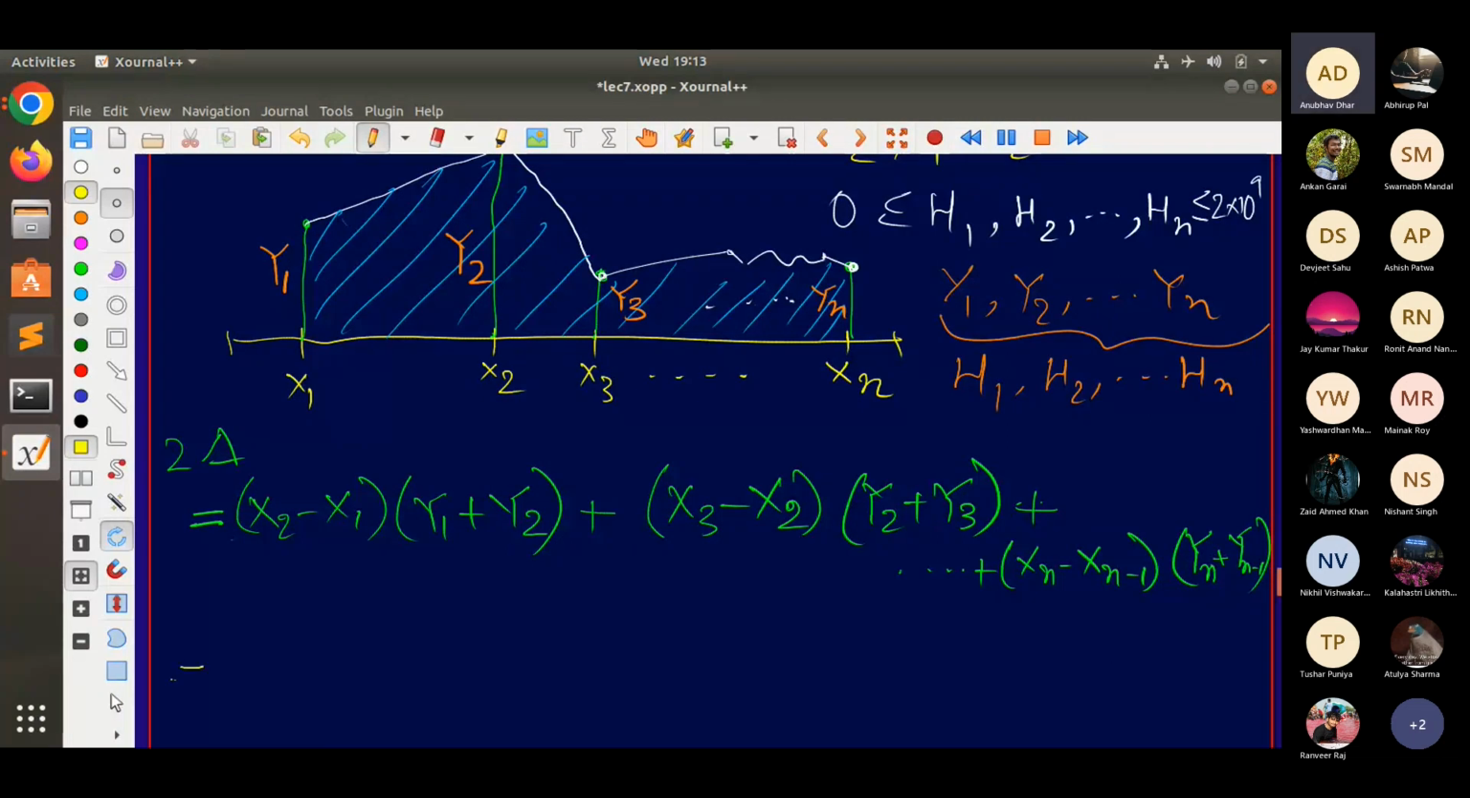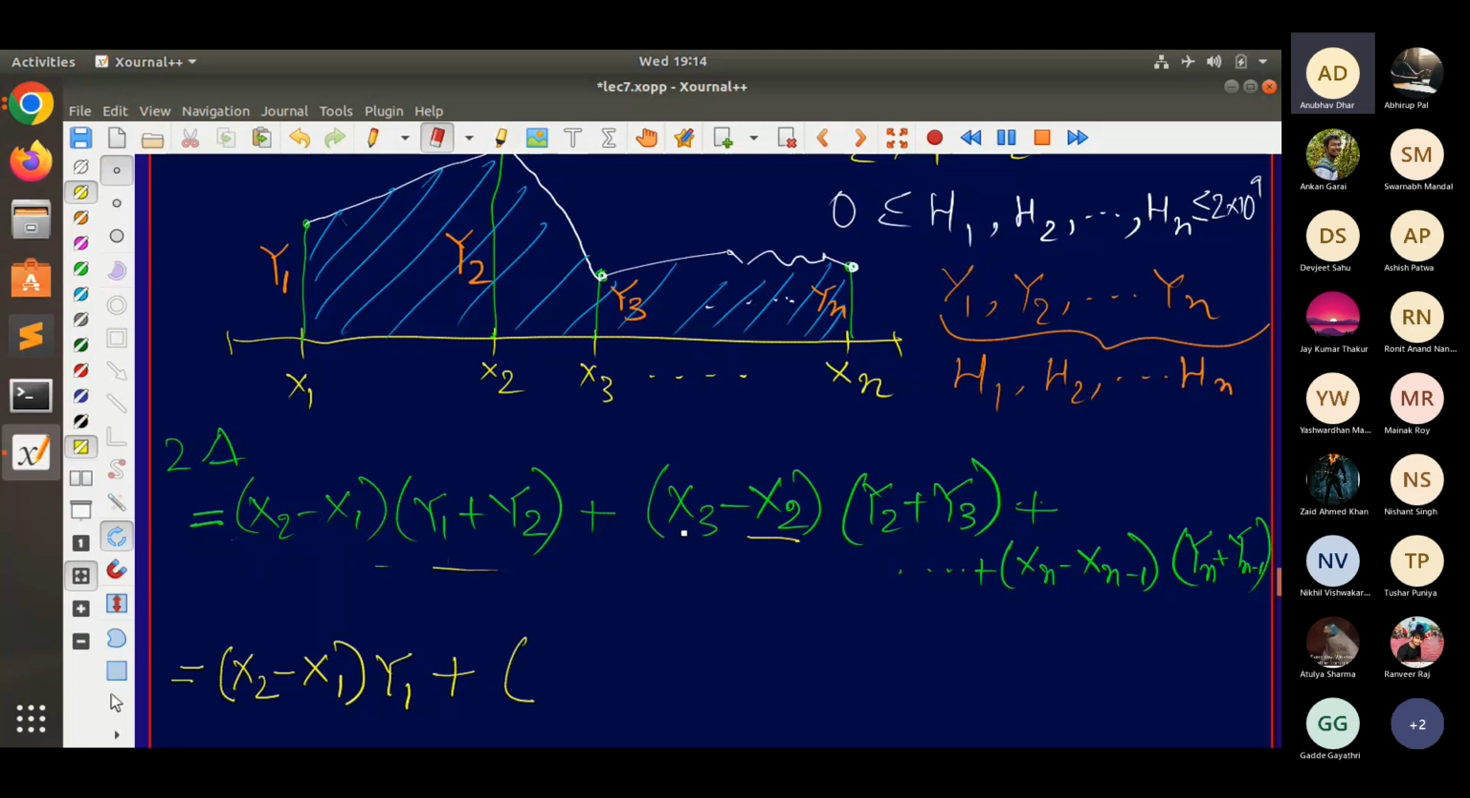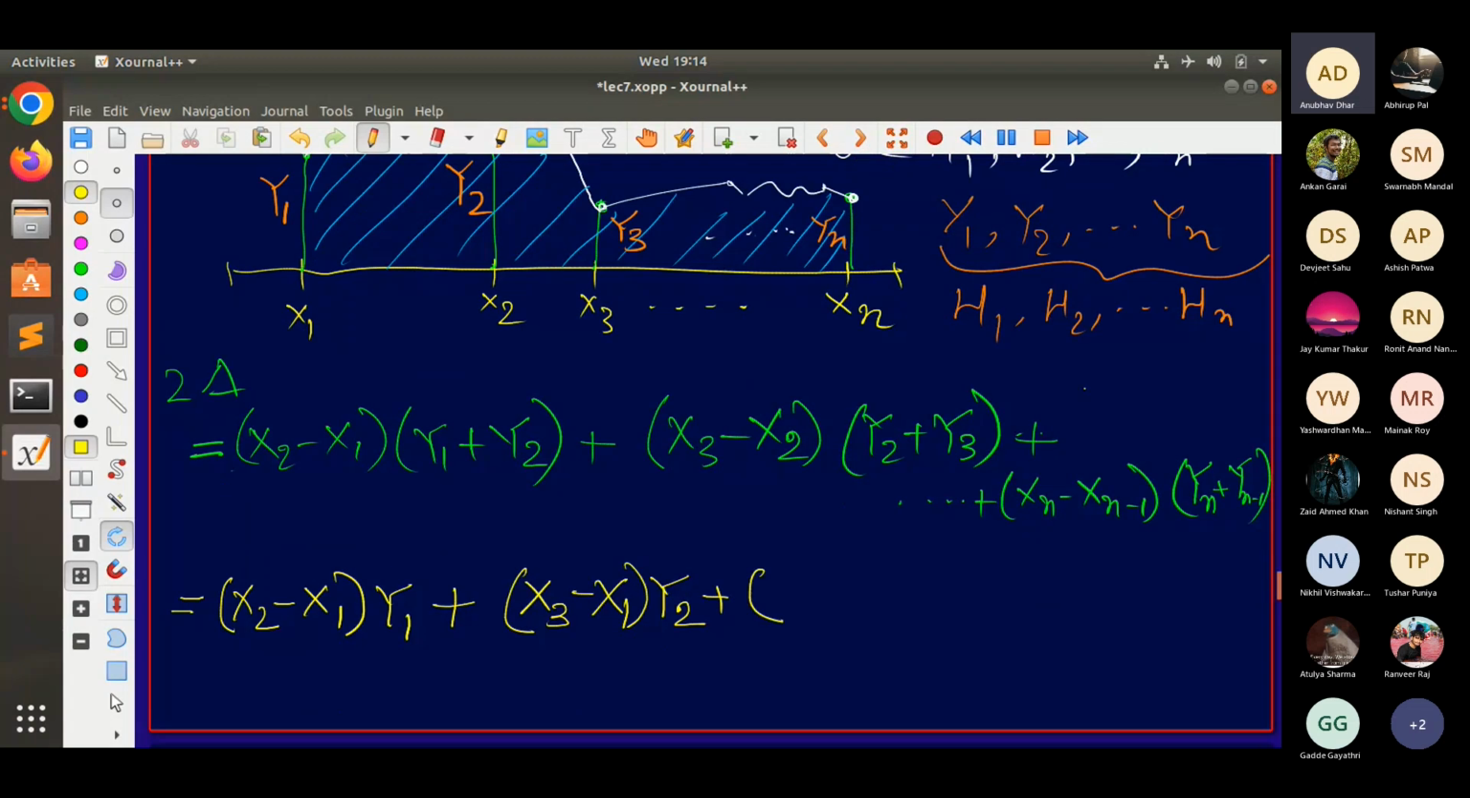Okay. So what can you write regarding this? So you can actually break this out. If you take y1 separately, y2 separately, y3 separately, what would you get? x2 minus x1 times y1 plus, x3 minus x2 plus x2 minus x1, so it's x3 minus x1 into y2, right? Plus, the next term would be x4 minus x3 y3 plus y4. So as you can see, x4 minus x3 plus x3 minus x2, so this will be x4 minus x2 times y3.